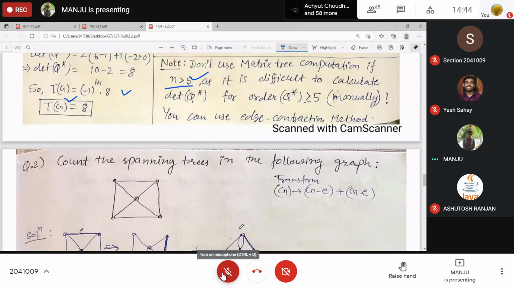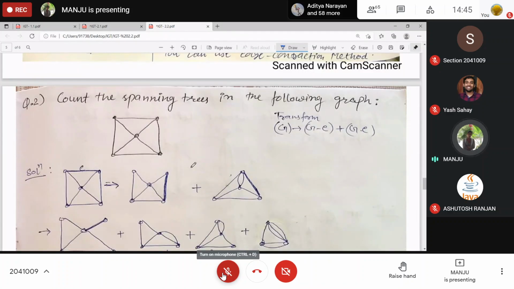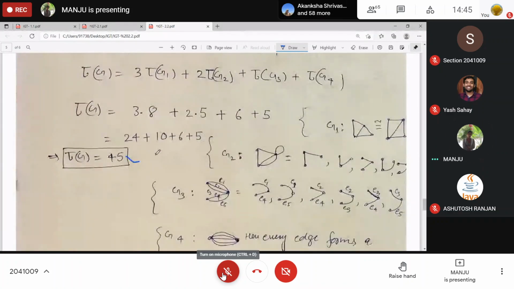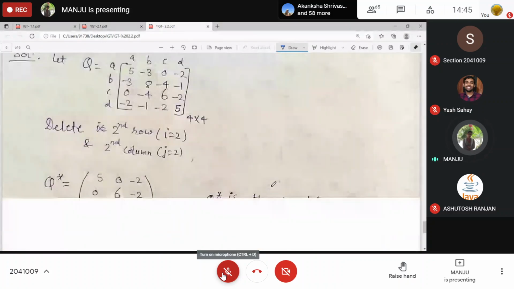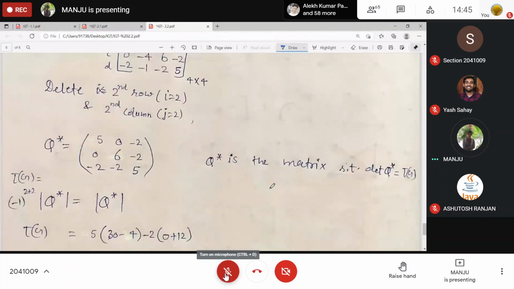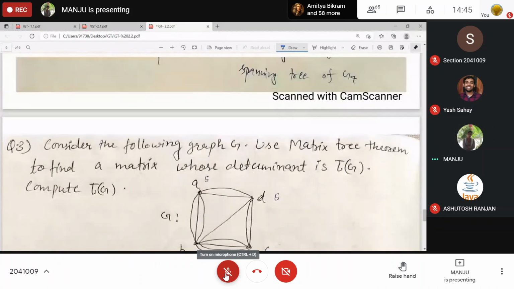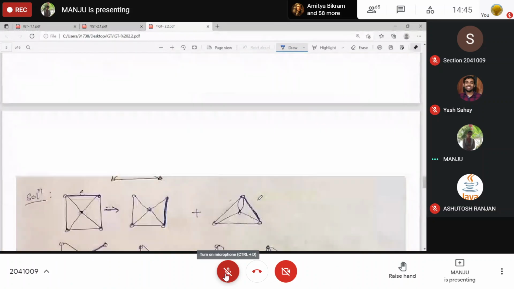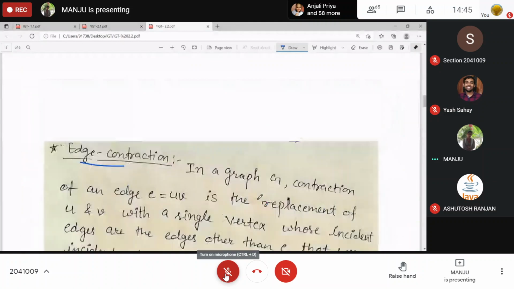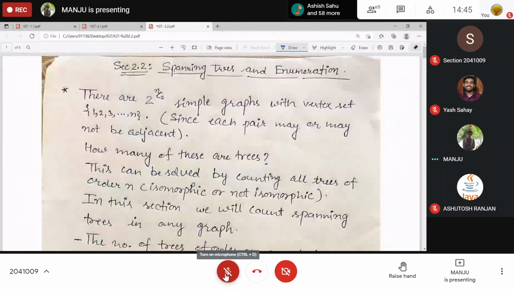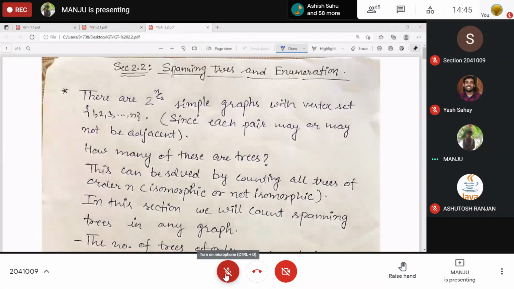Any doubt? Okay. So by using that only, we found 45 for this, and for this matrix it was 106. Vertex 2, 3, yeah.